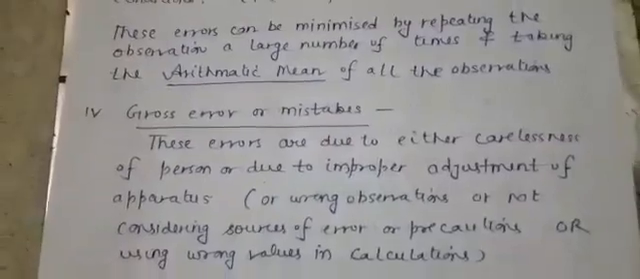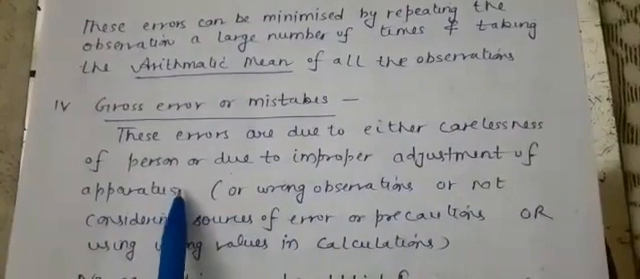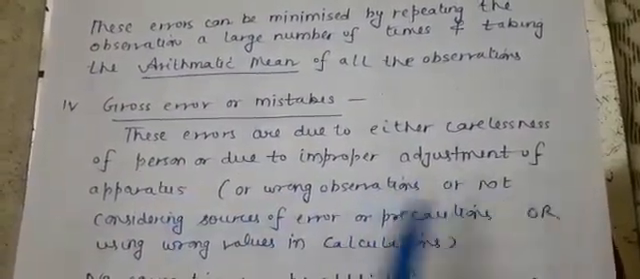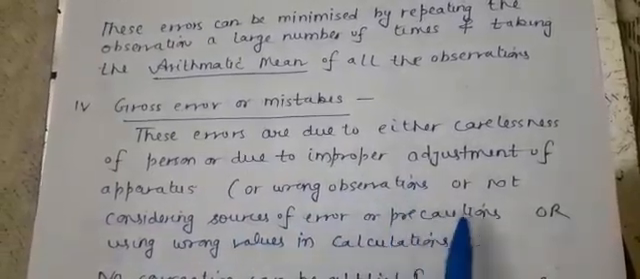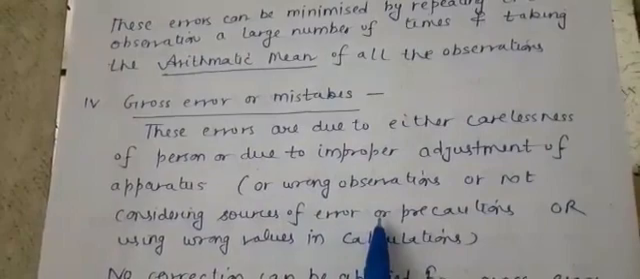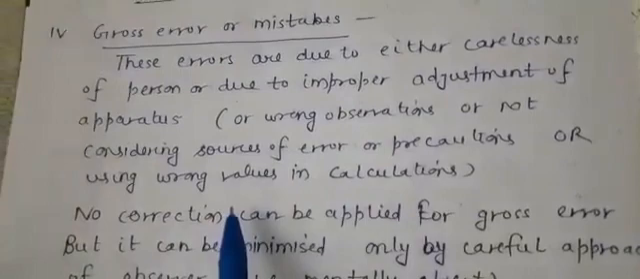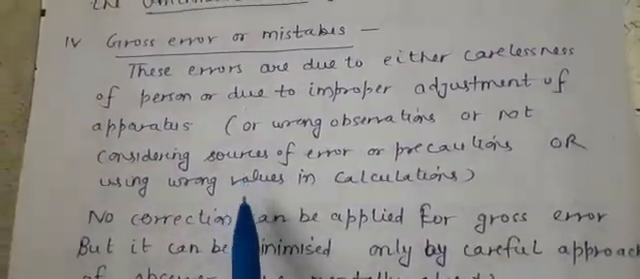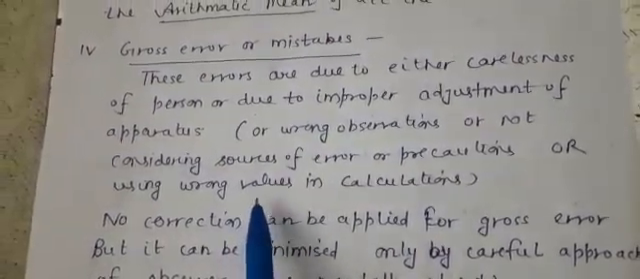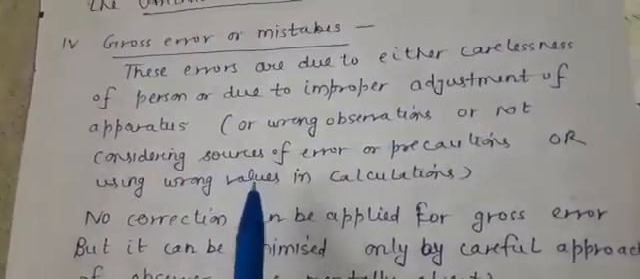Next is gross error, or the mistakes, we can say. These errors are due to either carelessness of a person, improper adjustment of the apparatus, or maybe wrong observations were taken, or sources of error or precautions had not been taken into consideration. Or, if you have taken the measurement properly, set the apparatus properly, and noted the observations correctly, but the recording in the notebook is done wrong, then it is just carelessness.